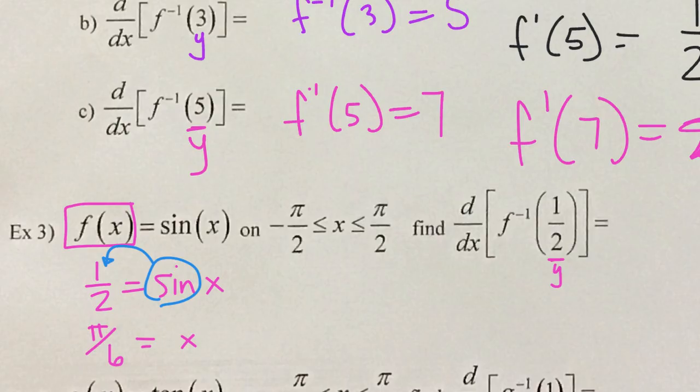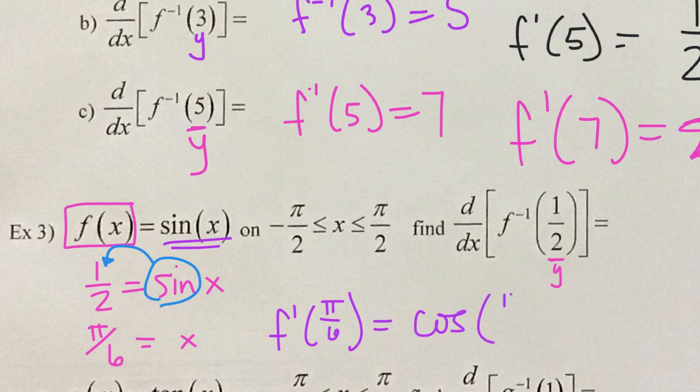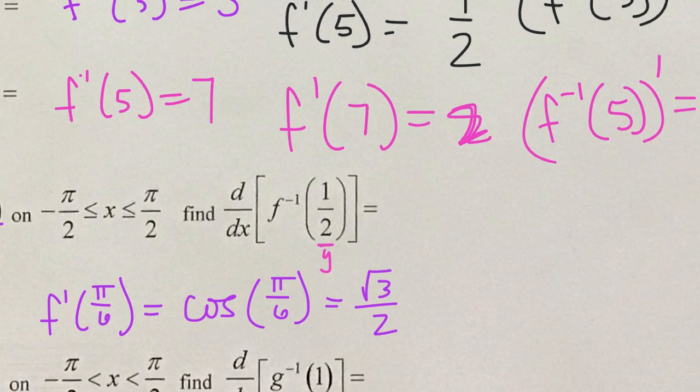So now I want to find the derivative at pi over 6. Okay, so what's the derivative of sine? Cosine. So what is the cosine at pi over 6? Well, that is root 3 over 2. Because if the sine is 1/2, then the cosine has to be root 3 over 2. So then my answer is 1 over root 3 over 2. And we never leave it as 1 divided by a fraction. So what's the reciprocal of root 3 over 2?